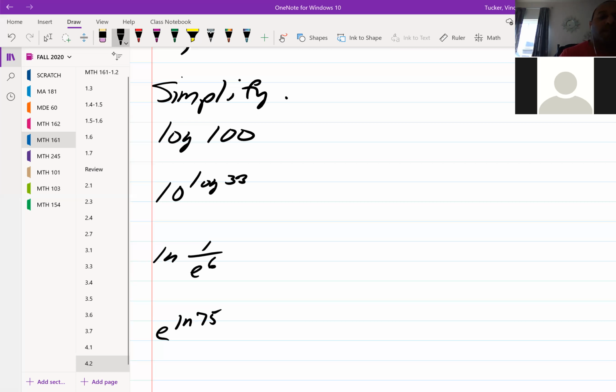So simplifying, here we have log of 100. Don't forget that log, if you don't see anything, they assume you know that's base 10. So it's best to turn this 100 into 10 squared. And then log base 10 applied to 10 squared will just cancel out and leave you with 2. So this right here will cancel because of your base 10.